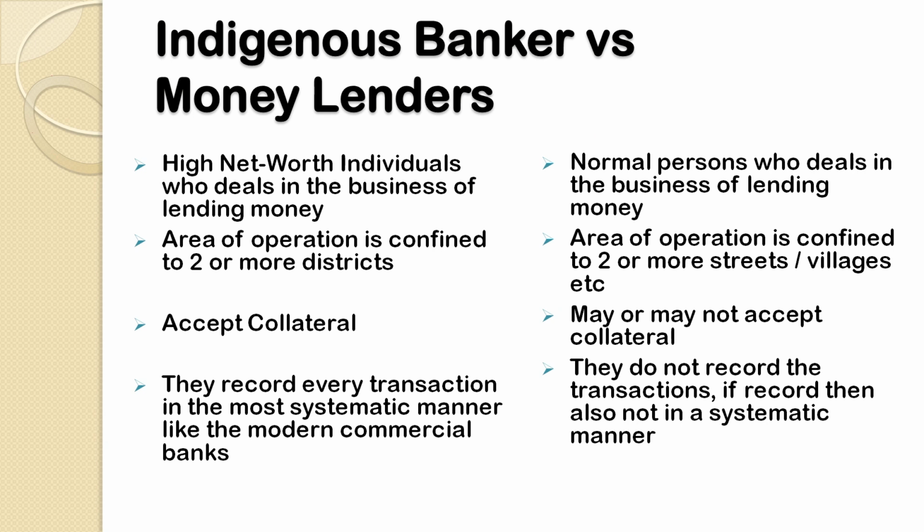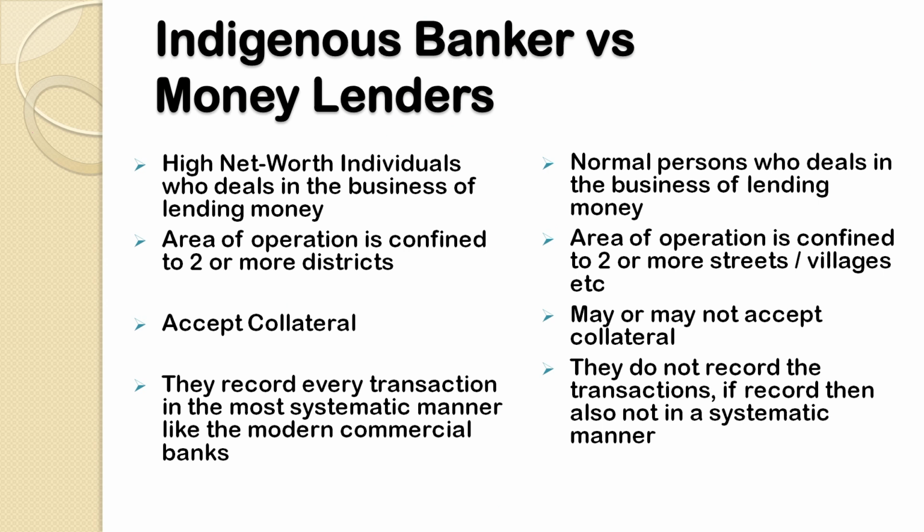Now, the second point of difference is area of operation. When we discuss indigenous bankers, their area of operation is very large. It might be two districts or more than two districts. That means they are lending their money over a very huge area, confined to two or more districts. But when you discuss money lenders, their area of operation is very small. It might be one village or two villages or more, or it might be confined to one street or two streets, hardly one or two streets.